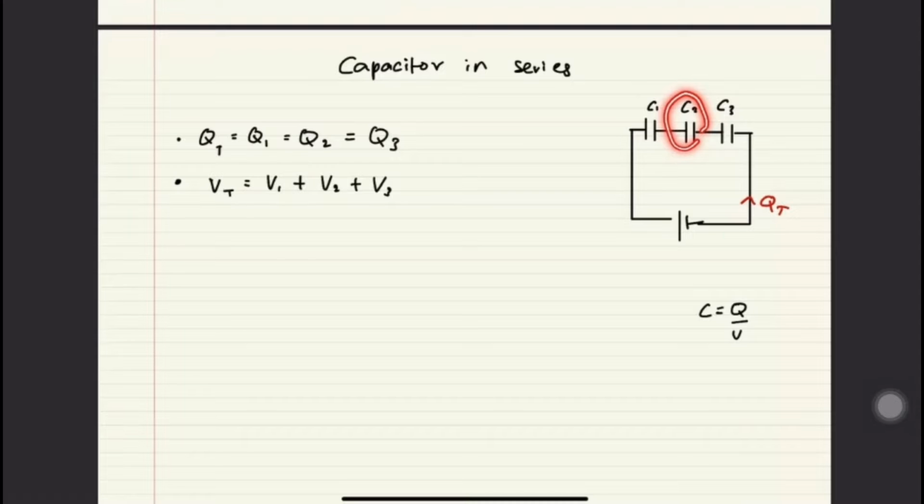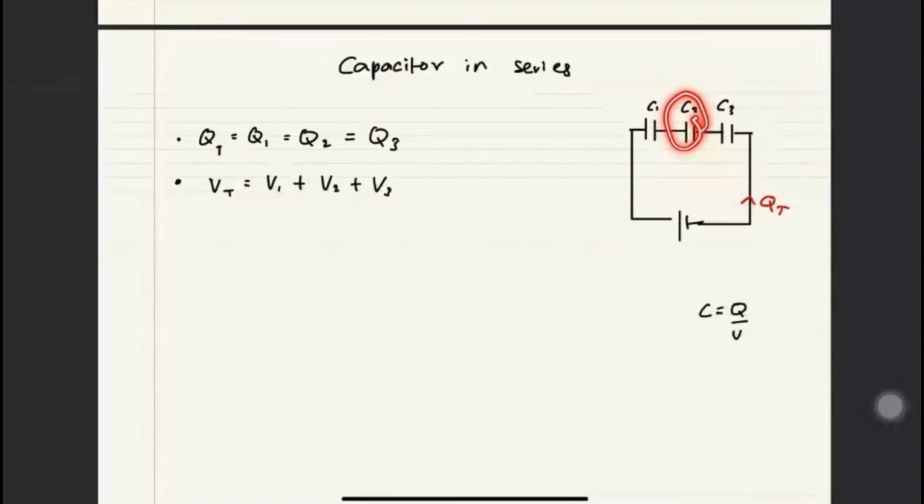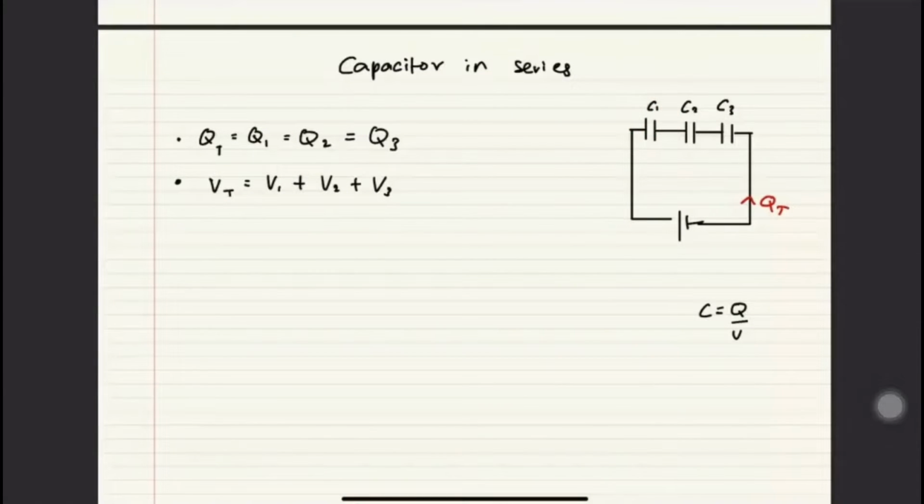Dekat C2, 10 juga. Dekat C1 10 juga. So maksud macam ni, elektron ni ataupun charge, kita cakap pasal charge. Charge tu accumulation of electrons. So charge ni, as long as dia tak jumpa any junction, it will remain the same. Selagi dia tak jumpa junction, nilai dia tu sama.